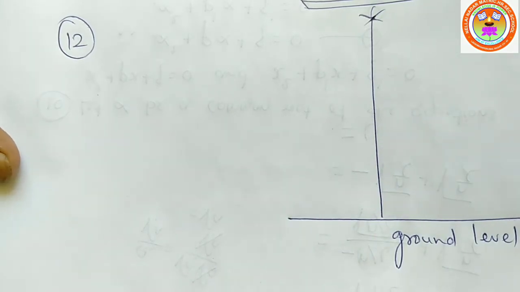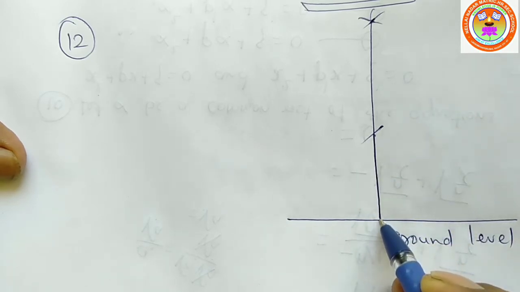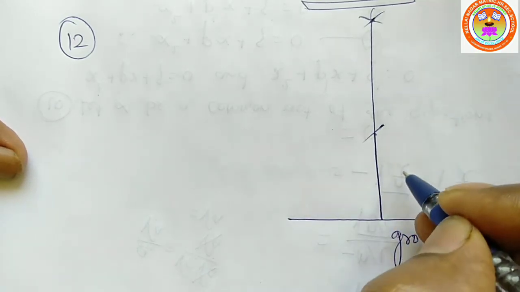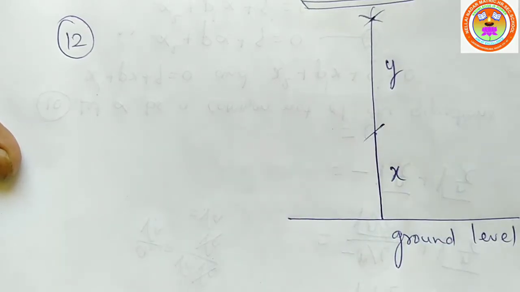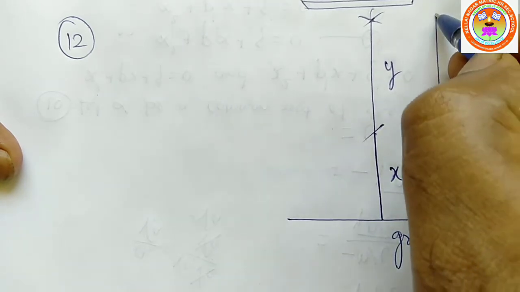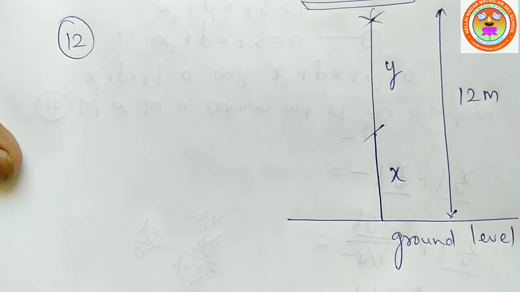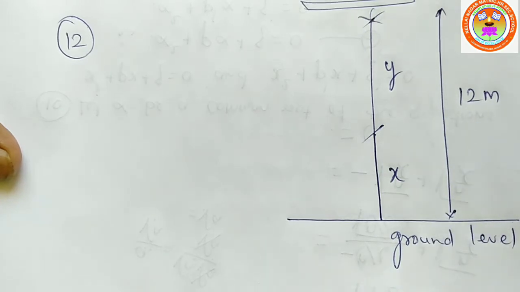Suppose the tree is broken into two parts. If you are taking this part, the part which was left standing is x, and this one is y. But it is given that the total height of the tree is 12 meters. That means x plus y is equal to 12, right?